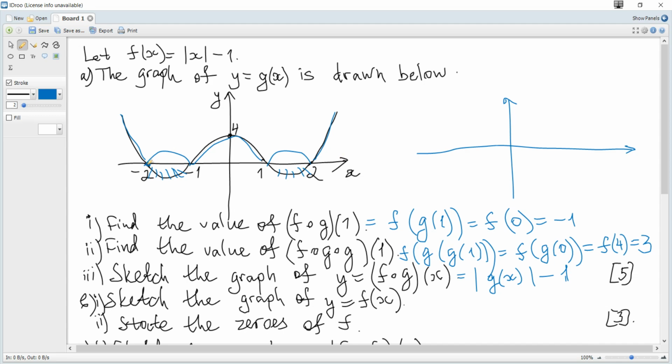These points were just where g of x is 0, it will be negative y on the y-axis, so it looks like this, and it will be here, 3 here, negative 1, negative 2, and something like this, 1, 2.